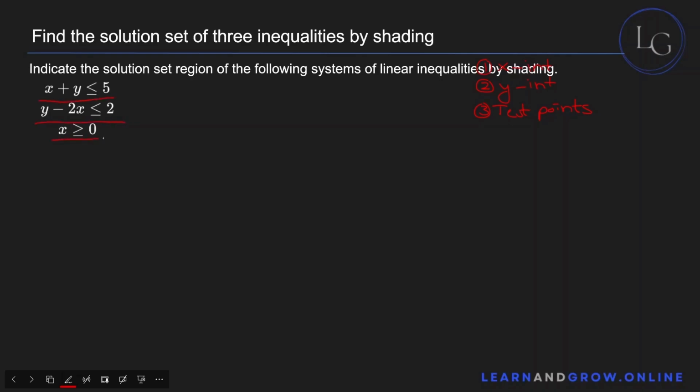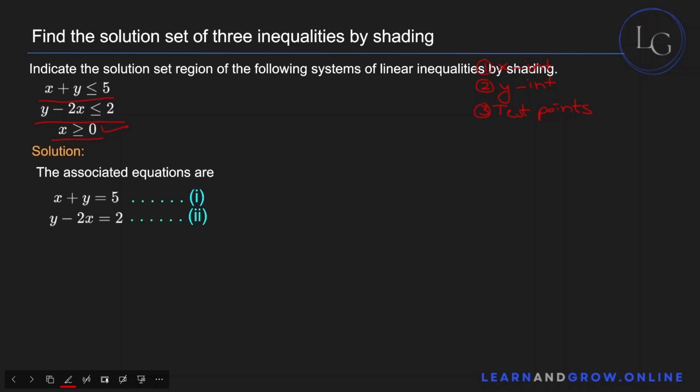Now, you see this last one, x is greater than or equal to 0. It's just simple. It's just the x-axis, right? Sorry, the y-axis. So basically, we're not really using the associated equation for this one here, but the associated equation for this one would just be x is equal to 0. What is that? That is the y-axis.